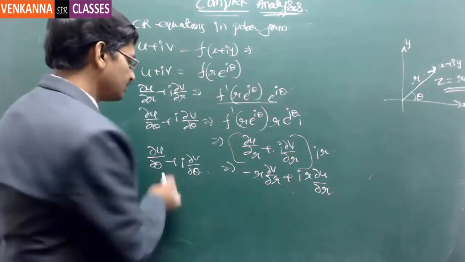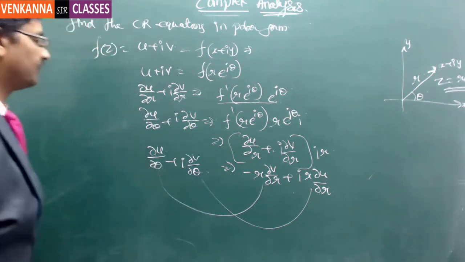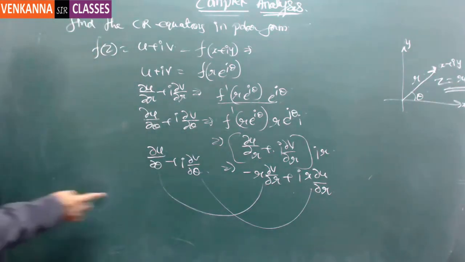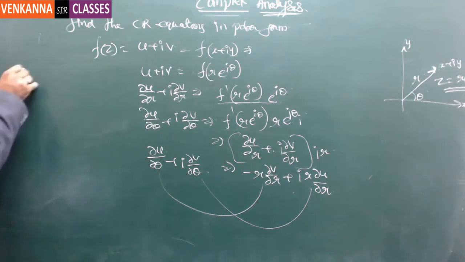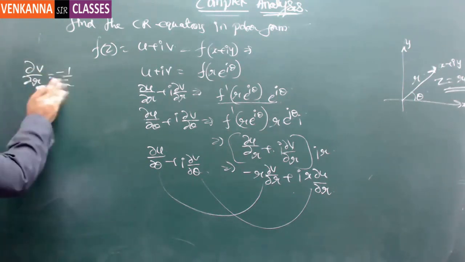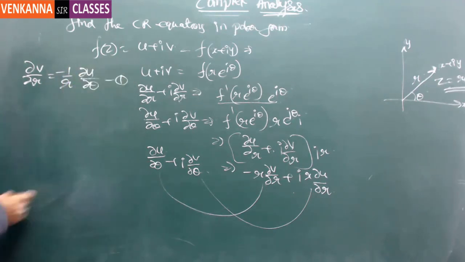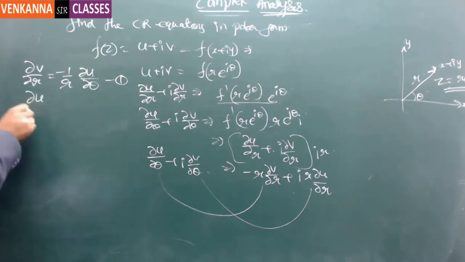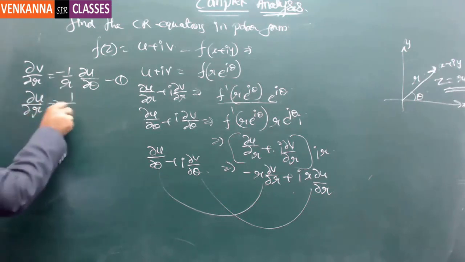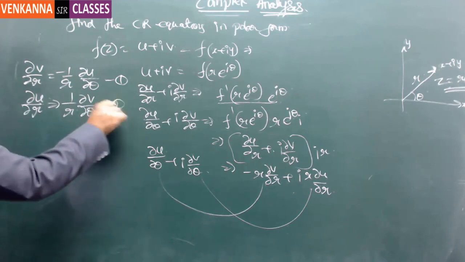The corresponding terms are obviously equal. So if you equate these two, you will get the CR equations. That is, ∂u/∂theta is equal to ∂v/∂r into minus r, or ∂v/∂r is equal to minus 1 by r times ∂u/∂theta. This is equation number 1. And the other equation is ∂u/∂r is equal to 1 by r times ∂v/∂theta. These are the CR equations.